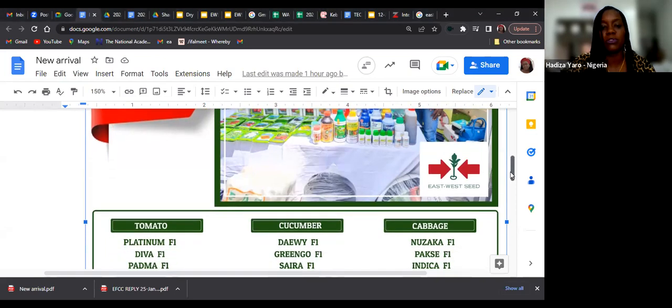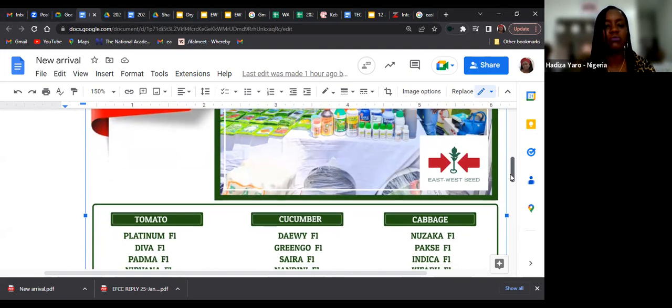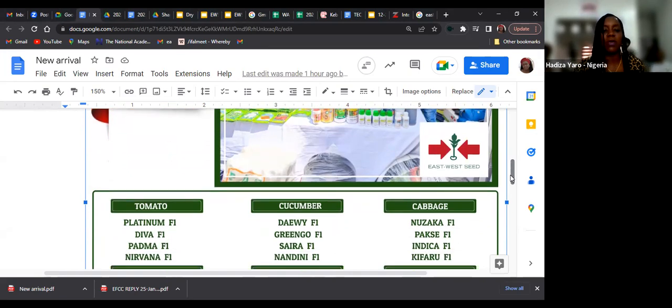I'll just talk about the crops and the varieties that we have. For tomato, we have the popular Platinum F1, which my colleagues have already elaborated on. We have Diva F1, Padma F1, and Nirvana F1 for the highland areas. We wouldn't be able to contain all the varieties, like I mentioned. These are new varieties that have just arrived. But of course, for tomato, we also have the popular Larissa F1, which is the greenhouse variety.